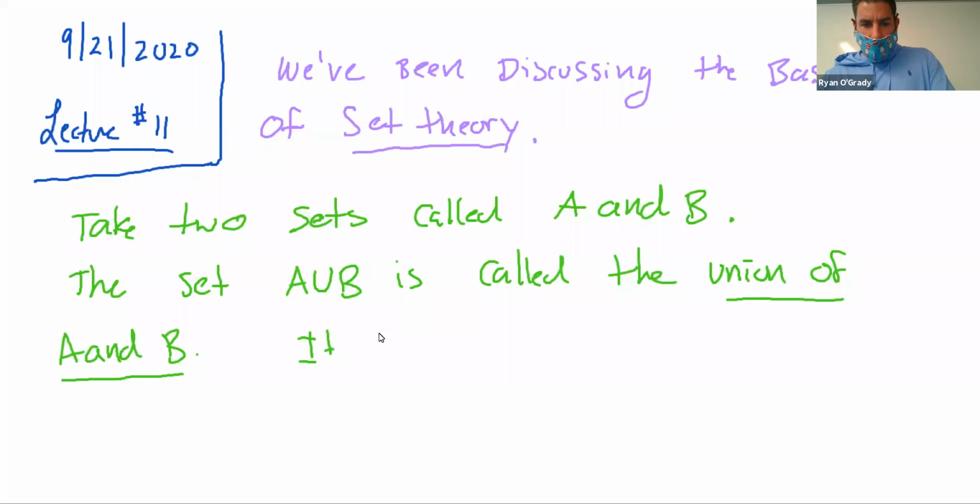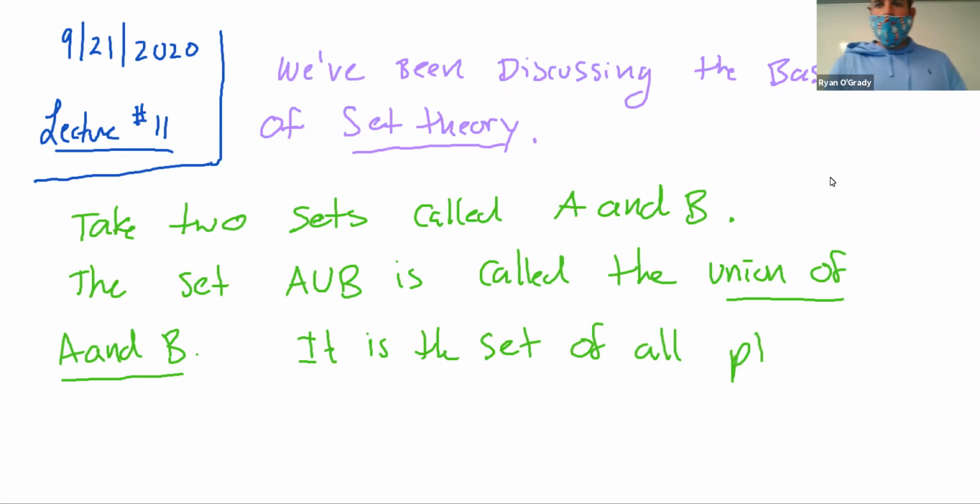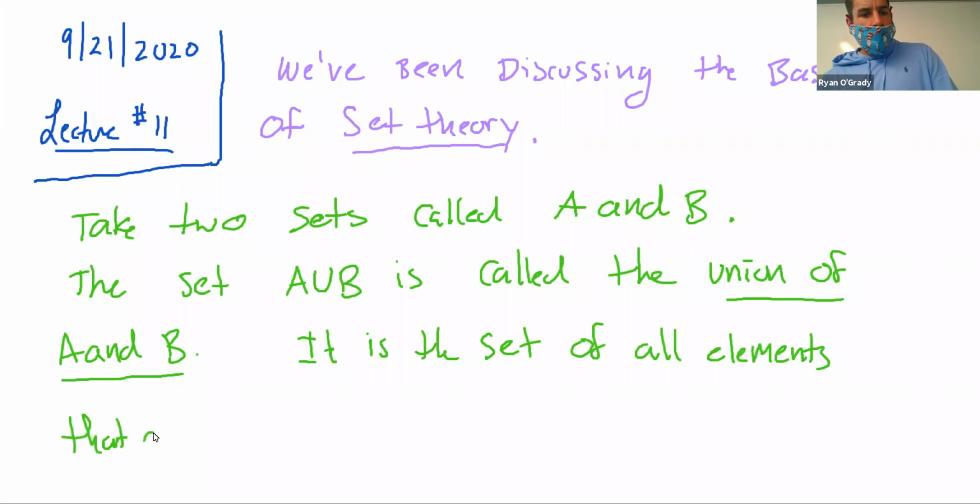Now, this is going to sound silly, but you've got to be very careful with the English. So what this means is it is the set of all points, or I shouldn't say points, that's a bad word. It's the set of all elements that are in A or B or both.